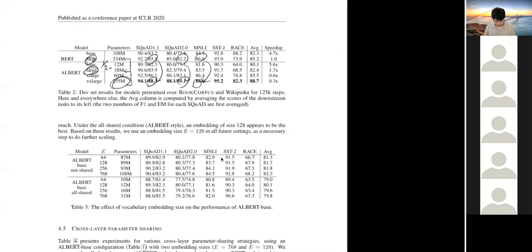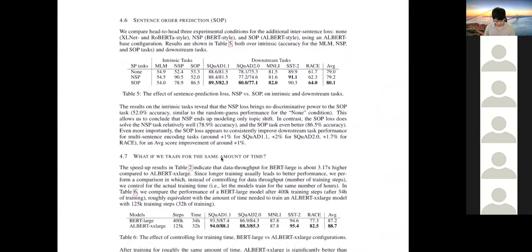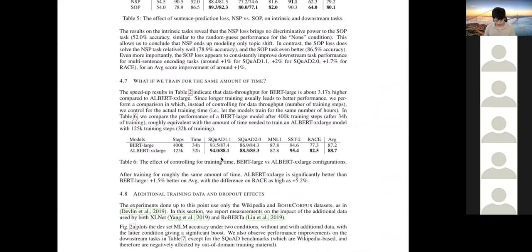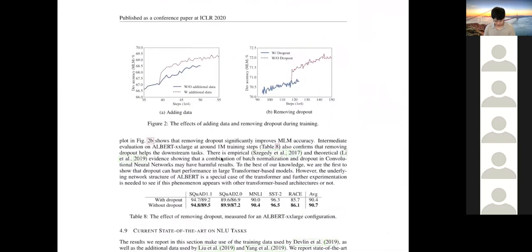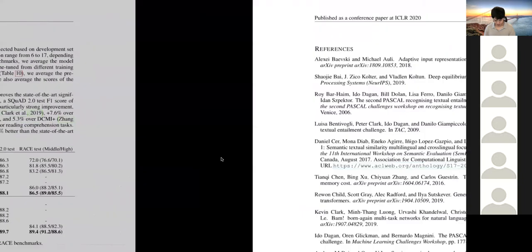Other things are just more ablations, so I think we can skip these. But we know that the training step is much faster too, because when you're training XX-large, you still train for a shorter period of time, 32 hours compared to 34 hours. So it is clear that ALBERT XX-large compared to BERT large is, I think we can say, absolutely better during training and also at test time. The other things are more analysis that we can skip.